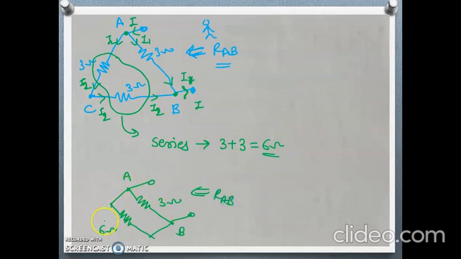Because the 6 ohm and 3 ohm are connected to the same points A and B, RAB will be 6 ohm connected in parallel with 3 ohm. So 6 into 3 divided by 6 plus 3 is nothing but 2 ohm. Okay, and this is the right answer. This is the correct answer for the given task in the previous session.